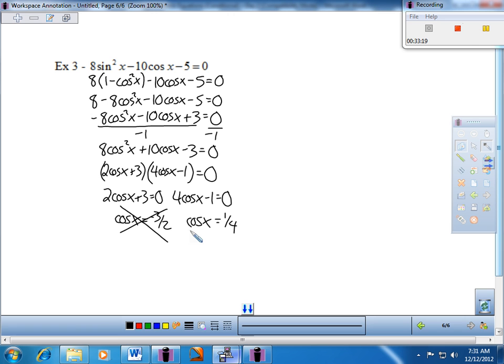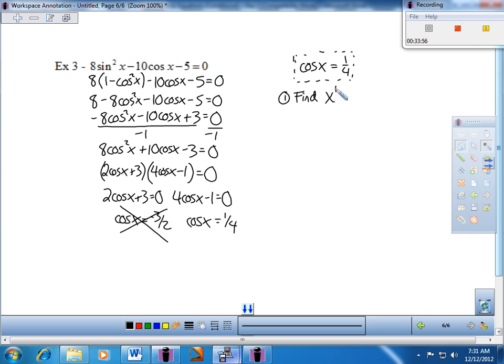So I'm going to come right up here now, and let's go for it. Cosine of x equals 1/4. I kind of did this last time. That's a good stop to pause, breathe, and see what we're going to do. Now, everybody, it's the 3-step process. Number 1 is find the reference angle.